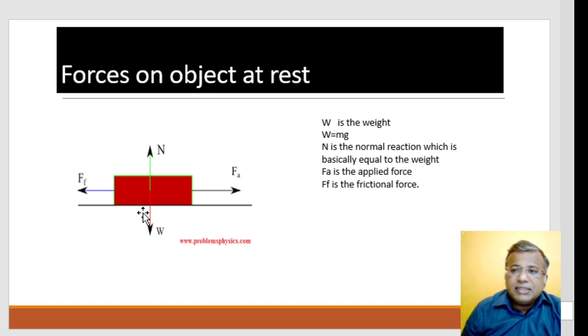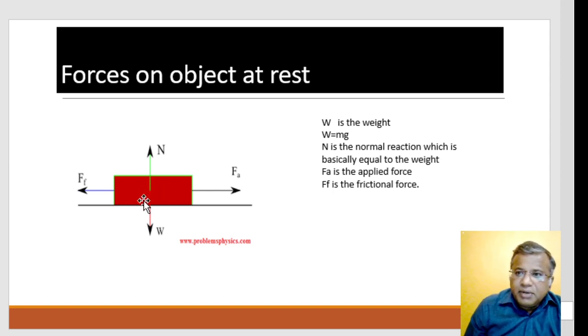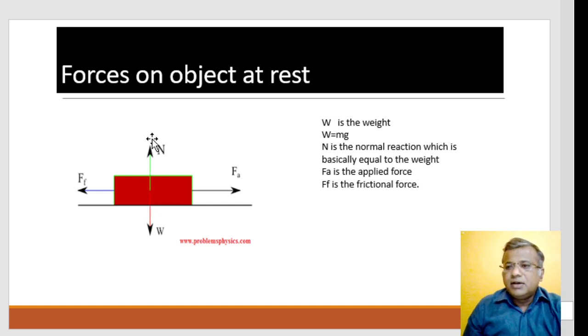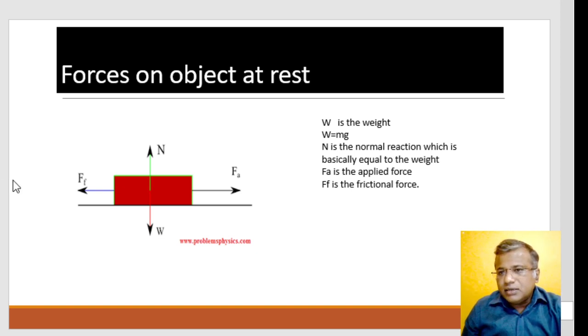The reason may be something like this: on a table, how many forces may be acting? Just see. The first force will be the weight acting downwards, given by mg. The second force will be the normal reaction, which is the reaction coming from the table. Now the boy is applying a force Fa, but this applied force is not sufficient to overcome the frictional force. So this applied force and the frictional force are the same, and that's why the net force on this object is zero.